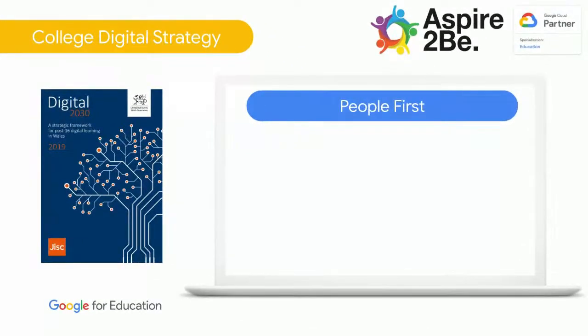The first I want to discuss is people first. This is a key component of our organizational strategy across the college, and it extends everywhere from staff all the way through to students. I personally believe that without this approach, there's no point investing in technology. The whole ethos of this includes investment in training and time for all staff before you invest in the product or in the technology.